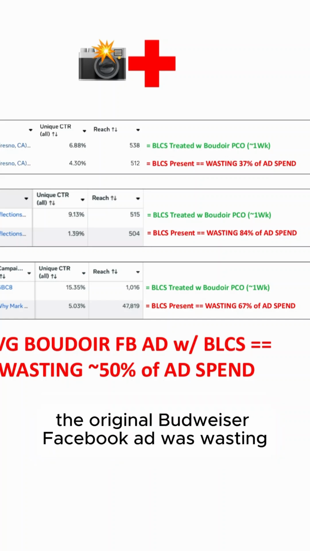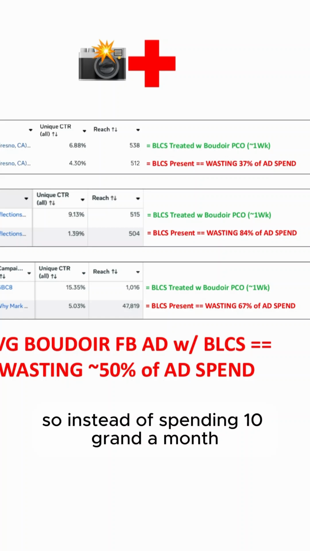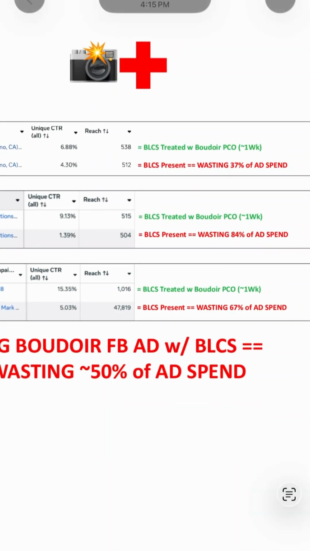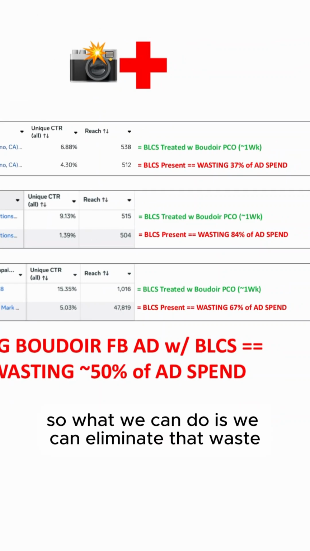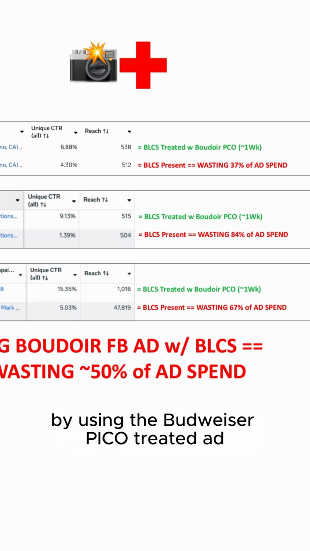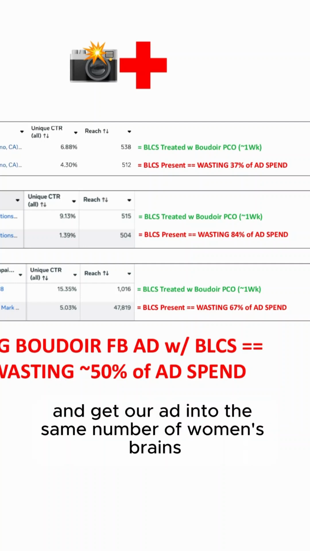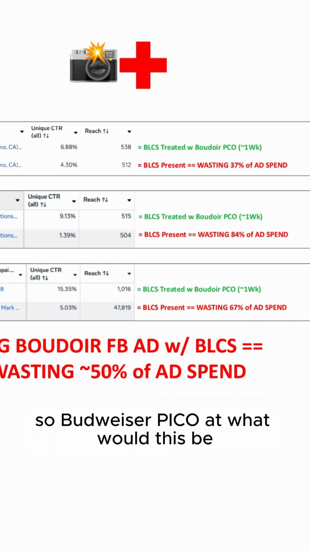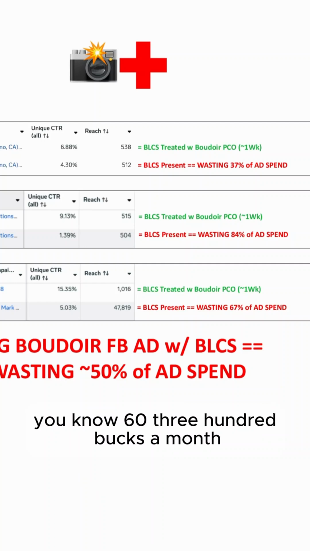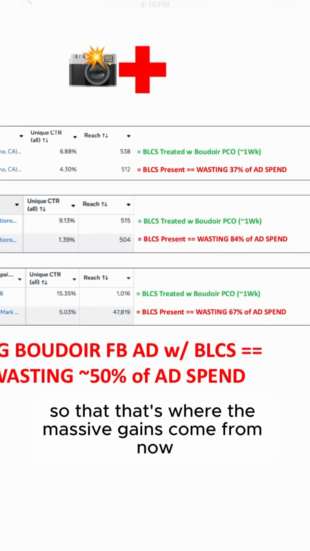So we actually found out the original Boudoir Facebook ad was wasting 37% of its ad spend. So instead of spending 10 grand a month on their Boudoir Facebook ads, $3,700 a month every single month was being wasted. So what we can do is eliminate that waste by using the Boudoir Pico treated ad and spend the difference instead, and get our ad into the same number of women's brains as the original at 10 grand a month. So Boudoir Pico at, what would this be, $6,300 a month, we'll get into the same number of women's brains as the original at 10 grand a month. So that's where the massive gains come from.